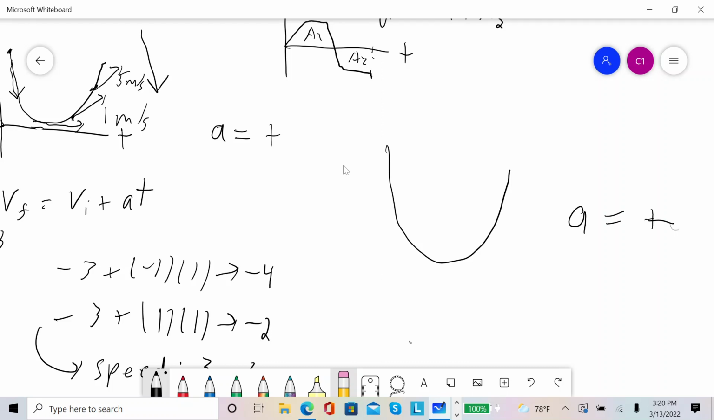But then if it's like this, acceleration is negative. Now, you guys should pause the video for a second and think about why that is. And after that, I'll explain why acceleration is negative when it kind of looks like a frowny face.